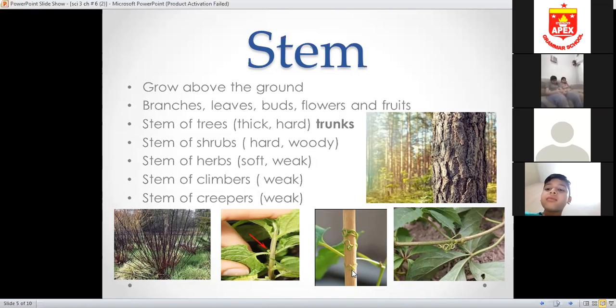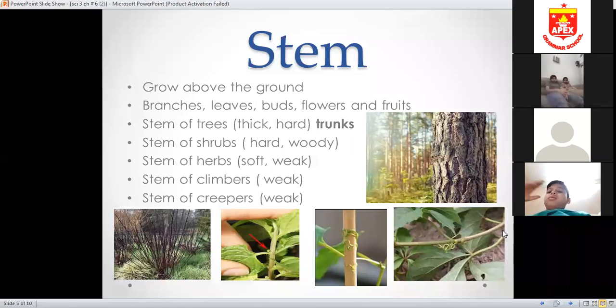So here is a stem of a climber. This is not a stem, this is a support. As you all know, a climber cannot stand on its own. Climbers are those plants which cannot grow on their own unless they are provided with a support. So here a wooden stick support was given, and you can see they are very tiny. These are the very tiny, weak stems of a climber.